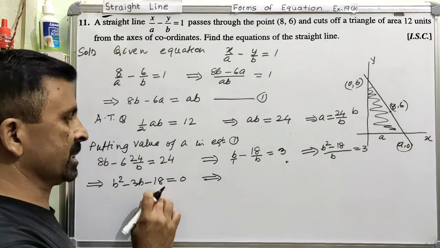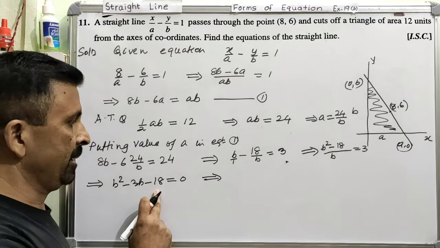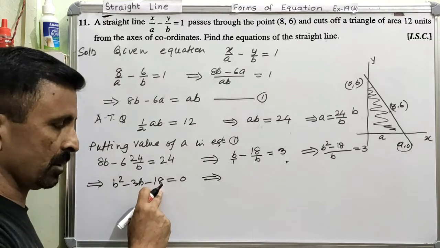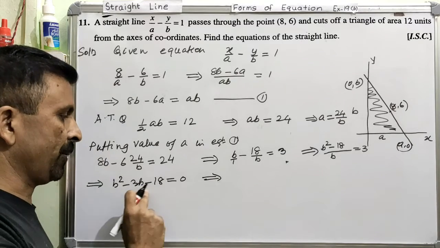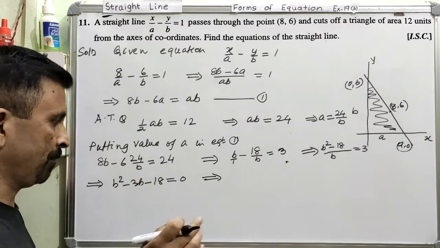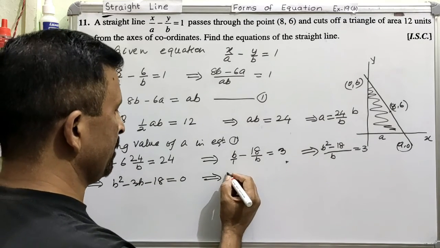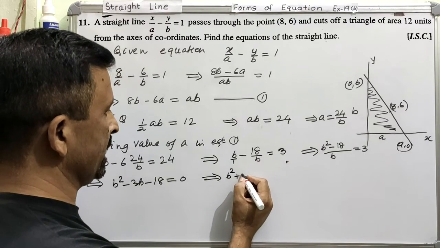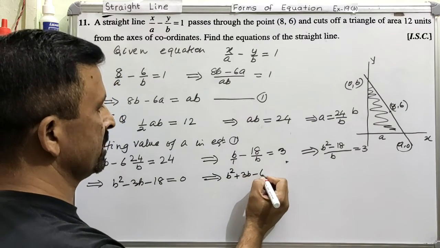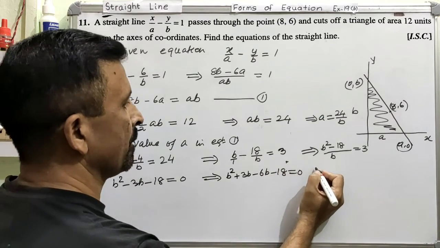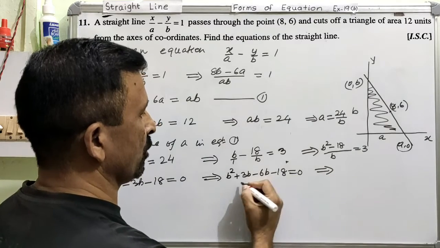This factorization you have started in class 9, also in class 10. So I'm not going to explain how to factorize. Obviously this is a quadratic trinomial, so we can factorize it by expanding the middle term using the sum and product form. So this will become B square plus 3B minus 6B minus 18 is equal to 0. And this implies you can do grouping now.